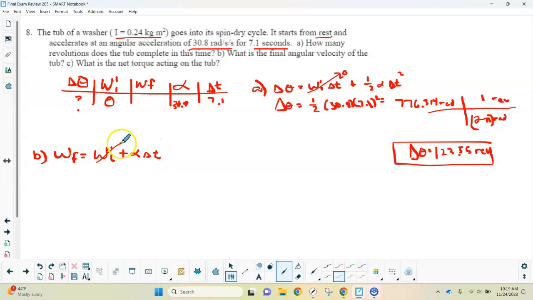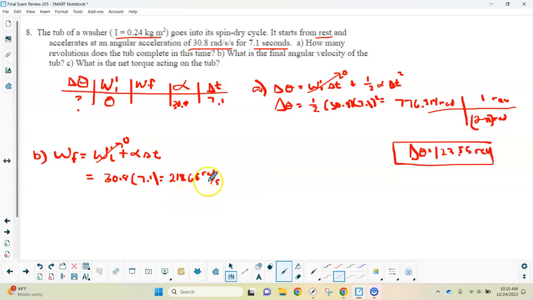And again, the initial velocity is 0, so that just goes away. So it's just 30.8 times the 7.1. And if you do that properly, you should get 218.5, 0.68 or 0.7. And rads per second is fine for this. It did not specify that you needed it in revolutions per second or revolutions per minute or anything like that.